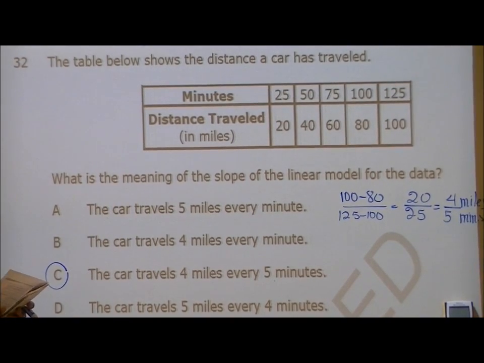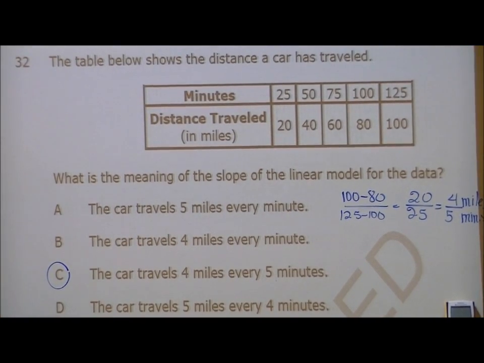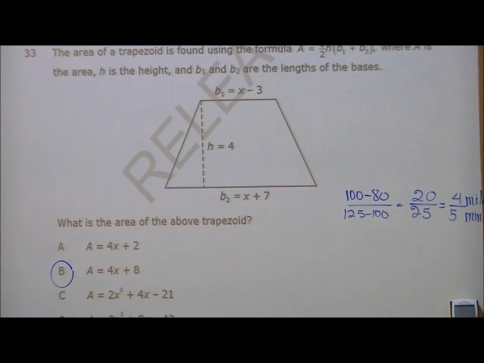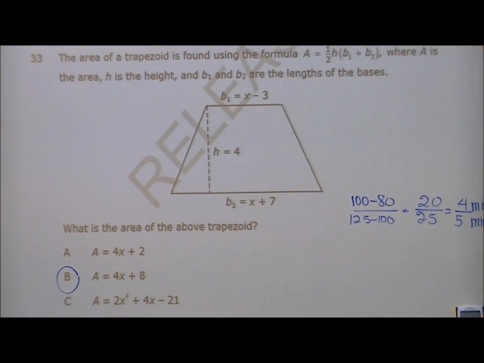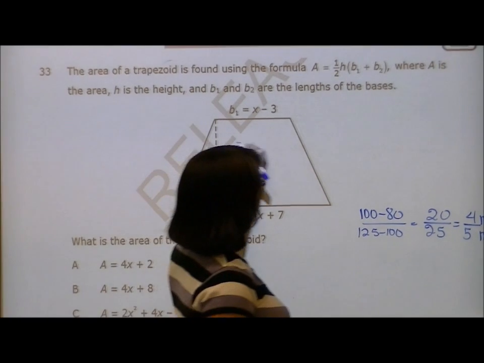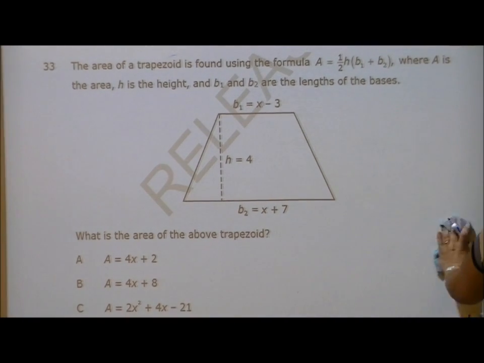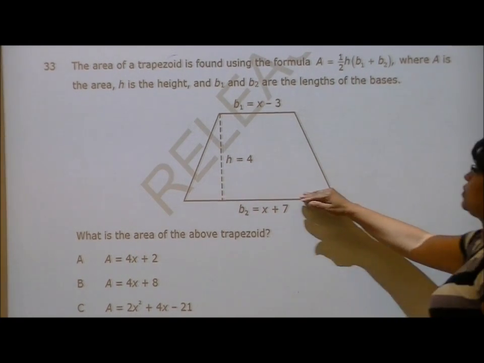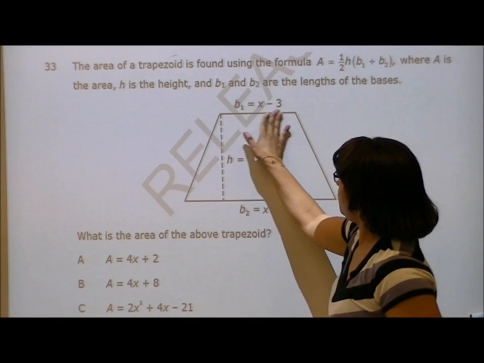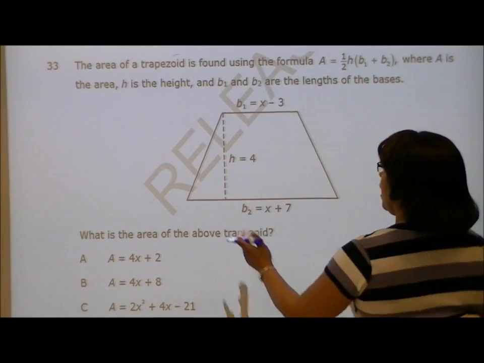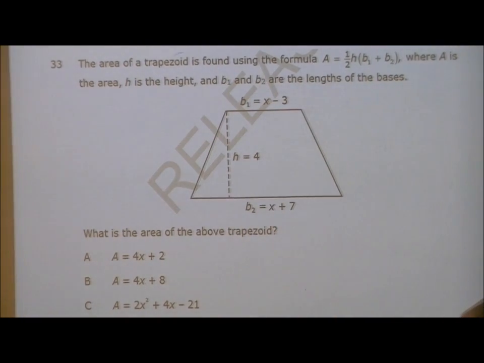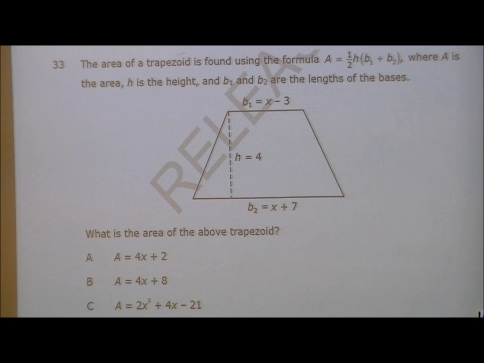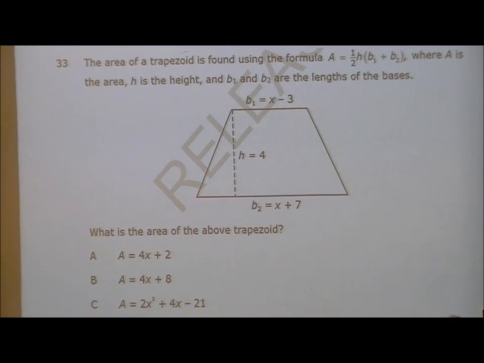Okay, let's move on to number 33. 33 is pretty nice. It's a formula. So all you have to do is understand the pieces of the formula, and if you understand the pieces of the formula, you can just substitute. The area of a trapezoid is found using the formula: area is equal to 1/2 the height times base 1 plus base 2. So you have base 1 and base 2, and then you have your height, where A is the area, H is the height, and B1 and B2 are the lengths of the bases.